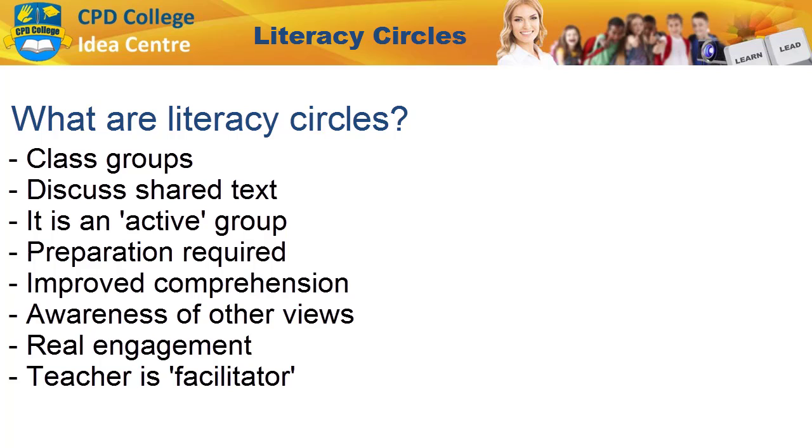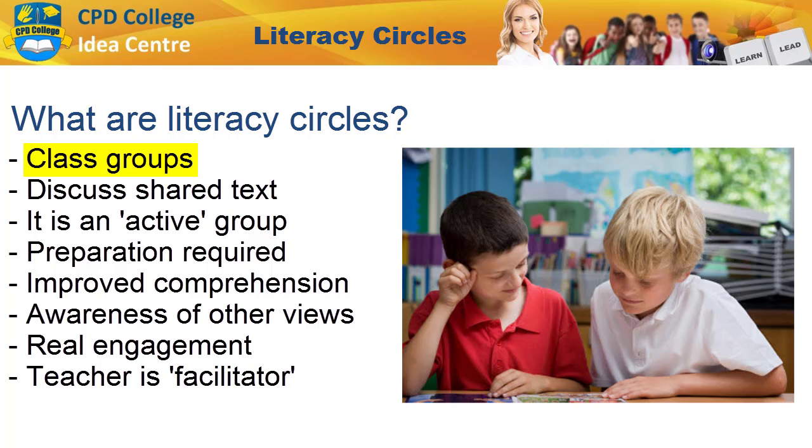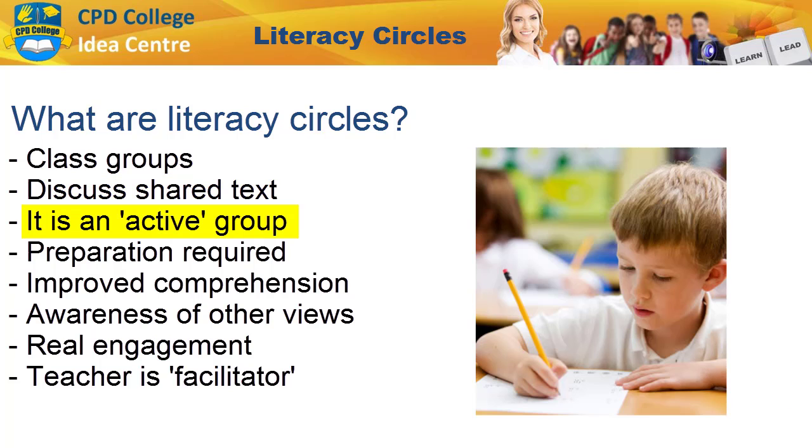Well, basically, it's where you divide your class into small groups, and these groups come together at least once a week to discuss the class shared text, for example, the class novel. However, it is not just an oral discussion group. There are activities which each child must complete before they meet up in their respective groups. They must come to the discussion with their thoughts already formulated, organised and ready to share in a coherent and clear way.